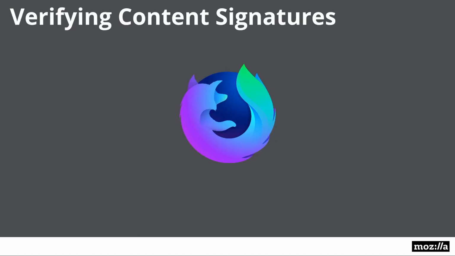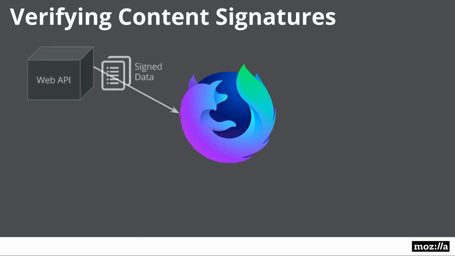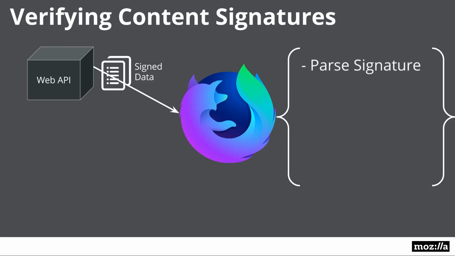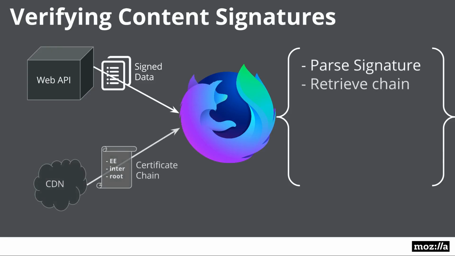So how does it work when we verify content signature? Firefox makes a call to a web API that we host and retrieves signed data. It will parse that signed data and retrieve the signature and the X5U value that locates the chain of certificates. And then it will go talk to our content delivery network and retrieve that chain of certificates. And that's just a text file with the end entity certificate, the intermediate, and the root.